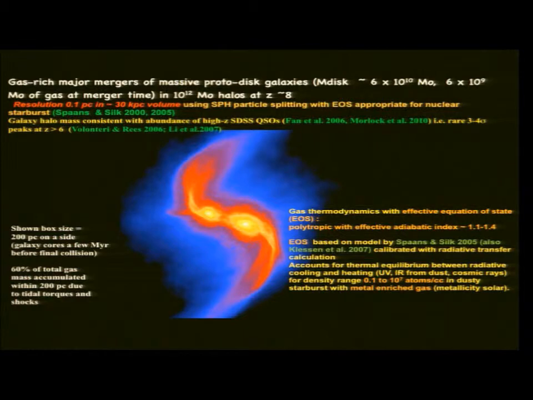We are spanning a high range of densities, and it's unfeasible to think of doing self-consistent cooling and heating at all scales with radiative transport and so on. Eventually, we will have to do that. But we started with a simple model. We use an effective equation of state, which is based on a Spaans and Silk model, which was calibrated with radiative transfer calculations. And it's basically an equation of state that is supposed to work for describing the balance between heating and cooling in a starburst, which is what you expect to happen in a merger like this.